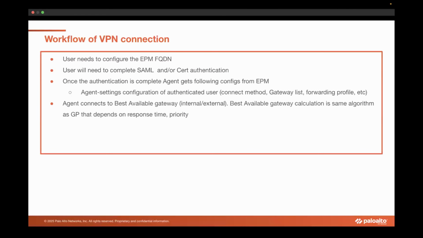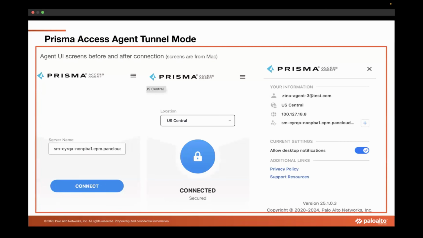So we already saw the workflow. The user enters the FQDN and then does the authentication and then gets the config as well as the token, then authenticates with the gateway and then establishes the tunnel. So it's the same thing. And when he gets the configuration, he gets all the agent related configuration for the agent's operation. This is a screenshot of the agent UI screen. It's a very simplistic UI. The user can connect, and once connected, you can see the details of the connection by clicking on these three lines that you see here.